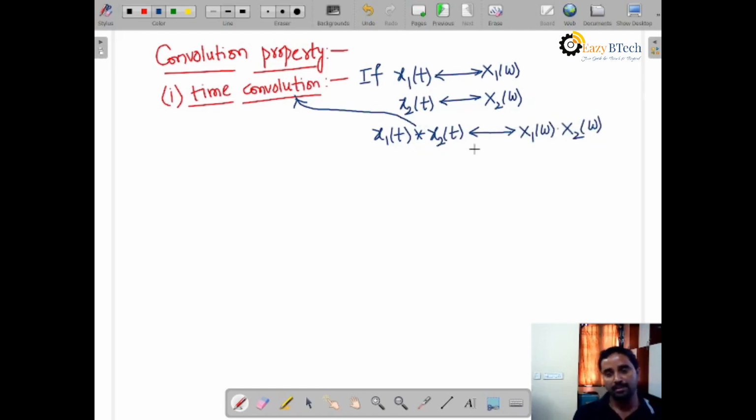So by this line we can state the point: convolution in time domain is equal to multiplication in frequency domain. That is what I am writing here. This property says that convolution in time domain is equal to multiplication in frequency domain. Here we have a dot, that is multiplication in frequency domain.